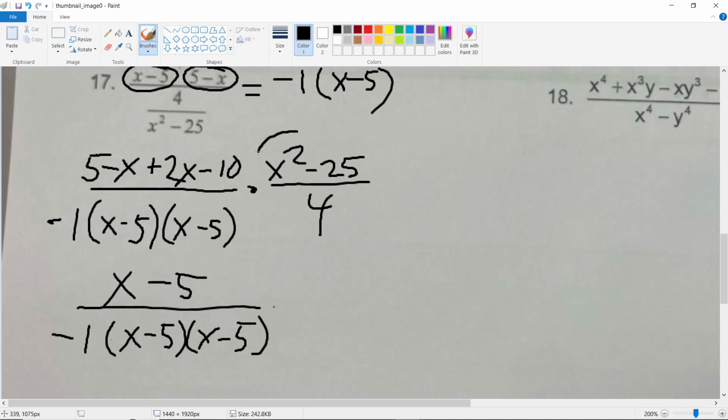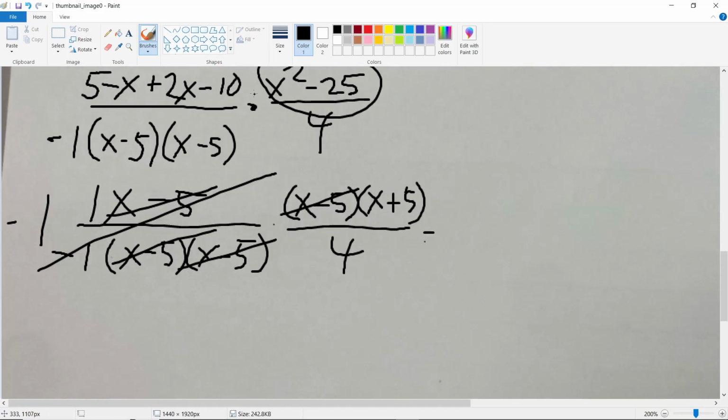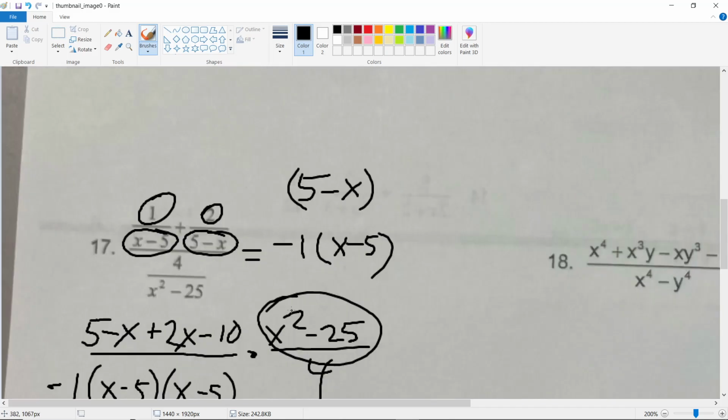On the top of this one, that's the difference of two squares. So that's going to be x minus 5 times x plus 5, all divided by 4. The x minus 5s cancel out. So 1 over negative 1 is just negative 1. So this whole thing is just negative 1. Negative 1, I want to write it over here beneath so I don't take up my space on number 18. This is negative x plus 5 over 4. And that one's simplified. Done.